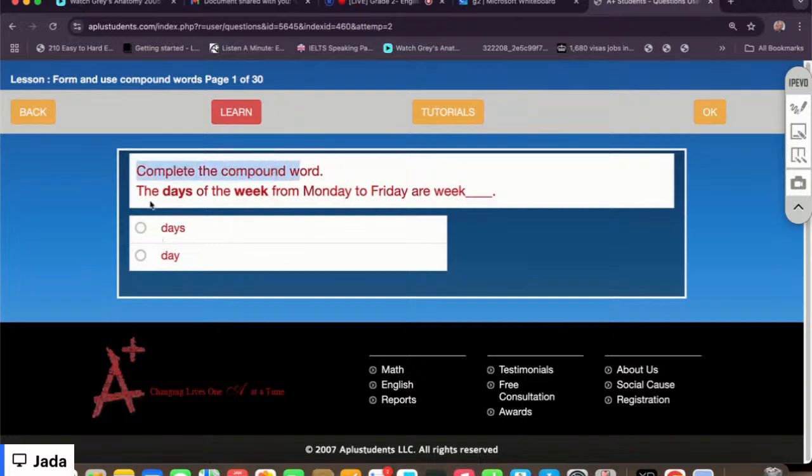Complete the compound word. The days of the week from Monday to Friday are what? You have to send me your answers on the chat. The days of the week from Monday to Friday are week what? Send your answers on the chat so that we can interact.